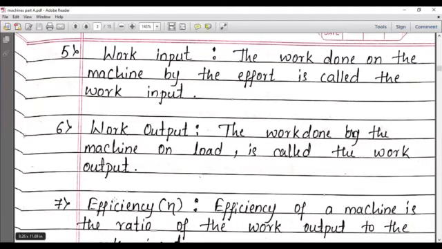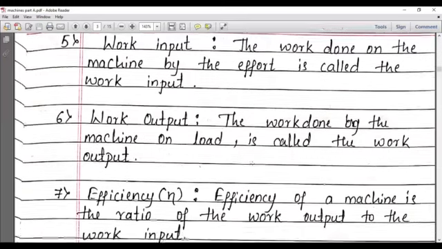Work output is the work done by the machine on the load. It is called the work output. You are applying some effort on the machine, that is work input, and the machine is doing some work on the load, that is known as work output.